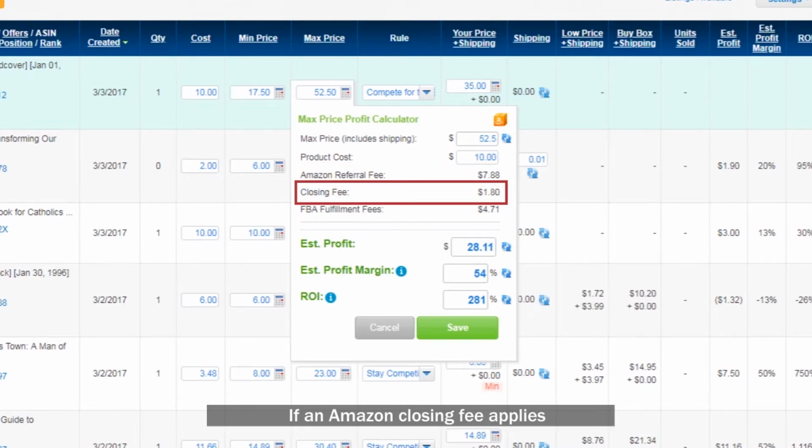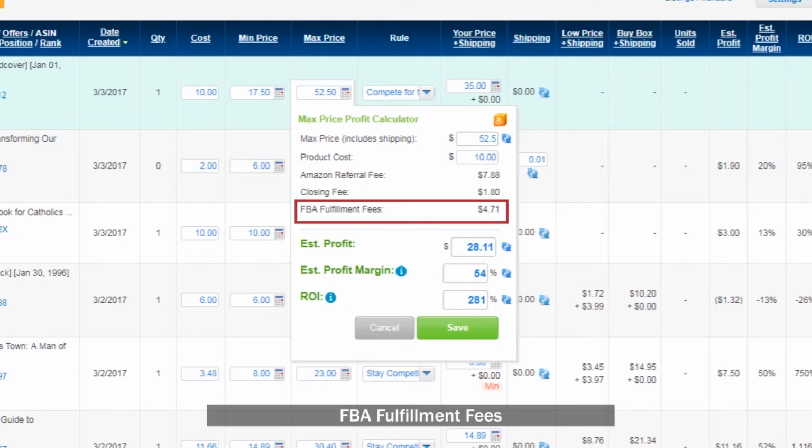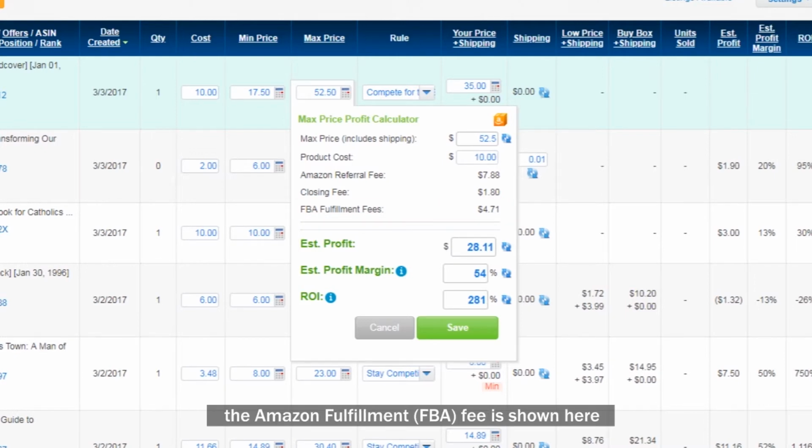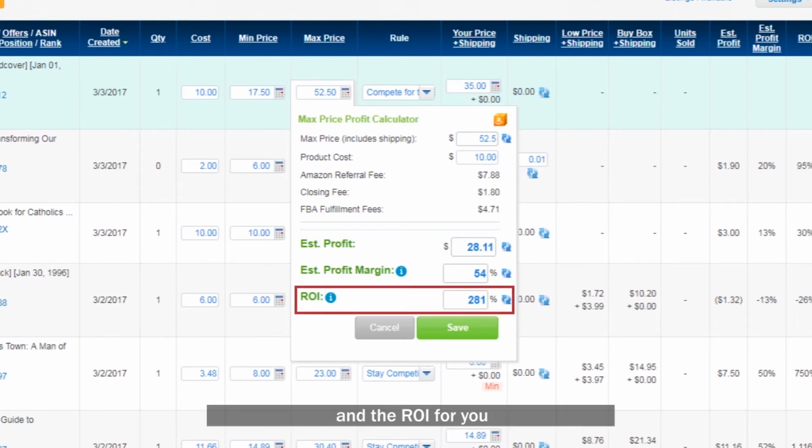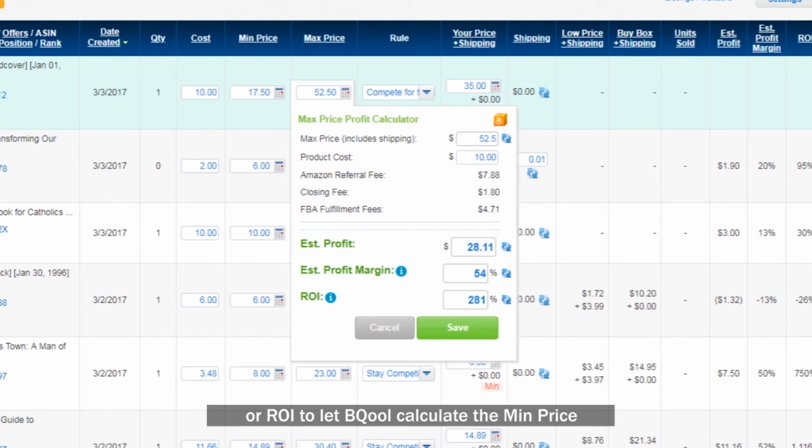Closing fee. If an Amazon closing fee applies, it will appear here. FBA fulfillment fees. If the listing is FBA, the Amazon fulfillment FBA fee is shown here. You can input a value as the min price to let BQool calculate the estimated profit margin, and the ROI for you. Alternatively, you can input any value as the estimated profit margin, or ROI to let BQool calculate the min price. The choice is yours.